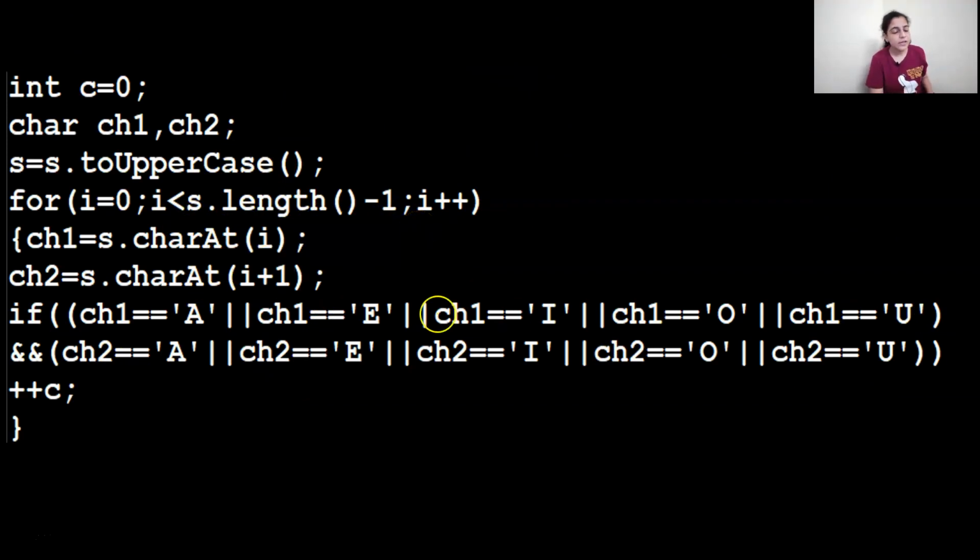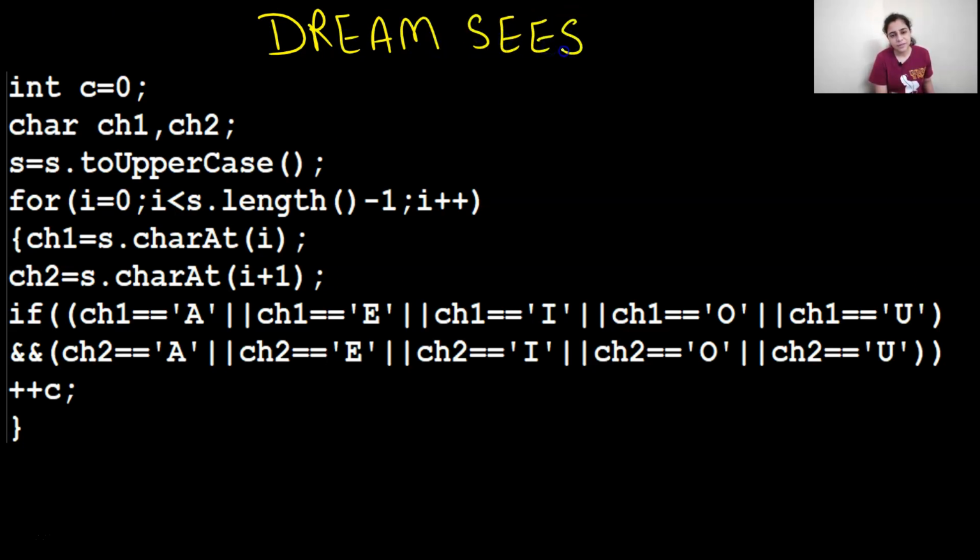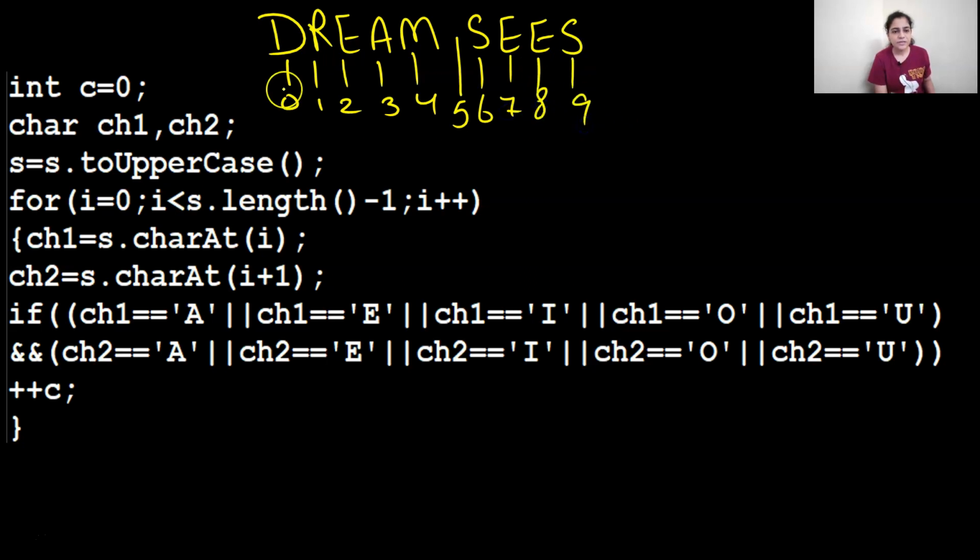Now let me draw a clear diagram so that you can get the entire thing in continuity. Let's start. I will start with i equals 0, and let's say my input string is "dream seas". This is my simple input string. Let me give the numbering: 0, 1, 2, 3, 4, and the blank will be 5, then 6, 7, 8 and 9.